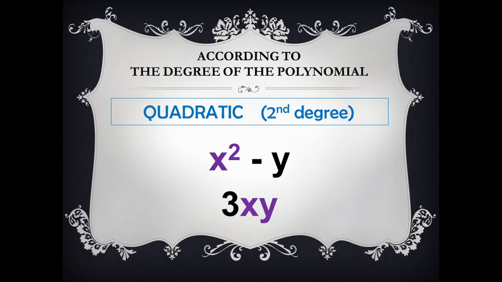Next, we have 3xy. In our previous video, to determine the degree of the term in a polynomial with multiple variables, we need to add the exponents of the variables. If the exponent of x is 1 and the exponent of y is 1, then we have 1 plus 1 equals 2. 3xy is in the second degree.